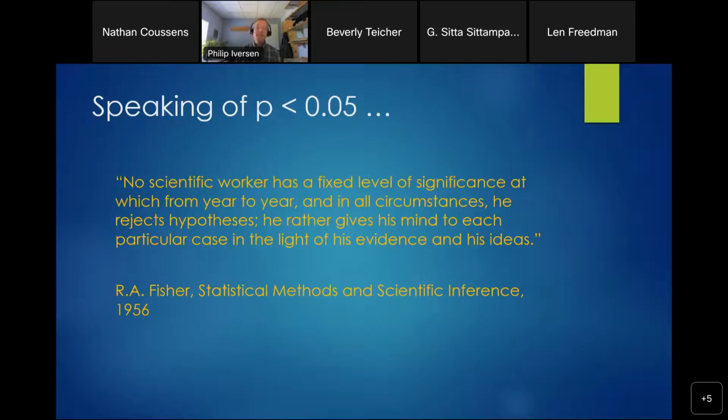Okay, speaking of p less than 0.05, here's another quote from Ronald Fisher from 1956. No scientific worker has a fixed level of significance at which, from year to year and in all circumstances, he or she rejects hypotheses; they rather give their mind to each particular case in light of their evidence and ideas. So Fisher updated his thinking 30 years later and said it doesn't always have to be 0.05 for your cutoff for significance. All right, moving on.